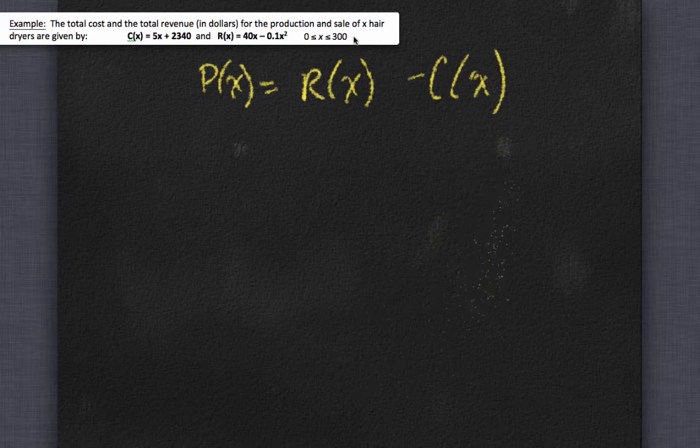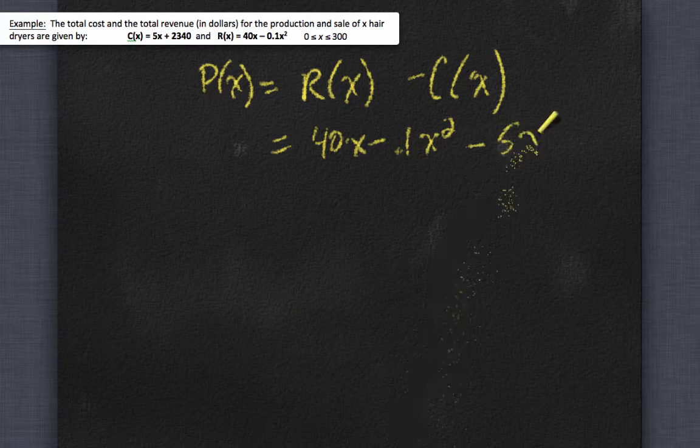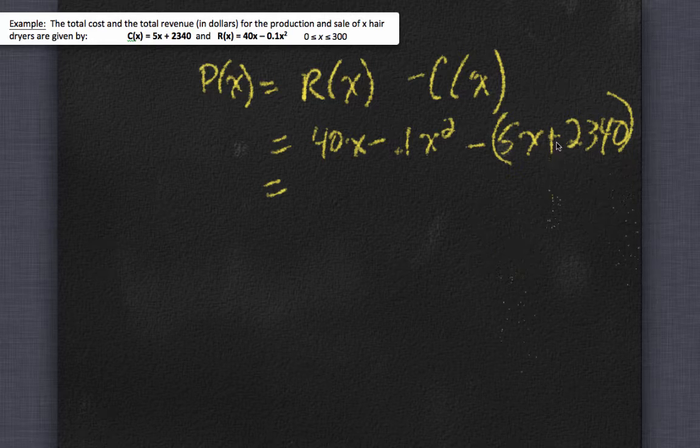We are given here the domain on which this makes sense. So we have 0 to 300. If you put in 0, your revenue is 0, but you have to pay this $23.40 base cost. So that's going to be hopefully our minimum profit, when we're losing $2,340. This is minus, and that's all plus, so that's how that ended up minus. So 40x minus 5x.